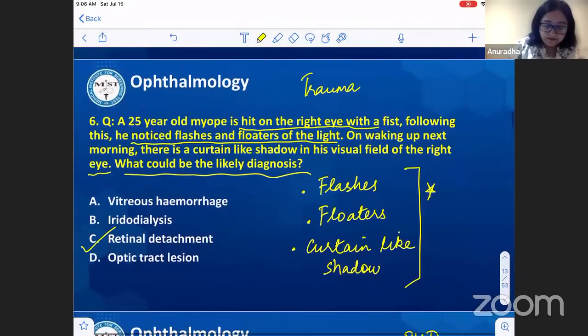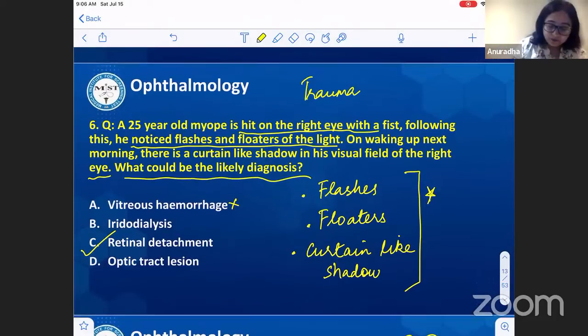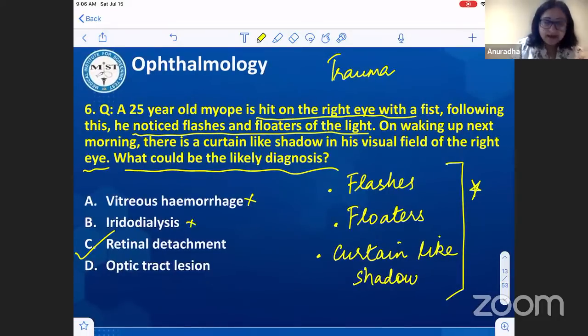Now coming to the next choices here, beta, vitreous hemorrhage can occur due to trauma, but there will not be curtain-like shadow in these cases. There will be a complete decrease in the vision. Iridodialysis, what is iridodialysis? That is when the iris detaches from its insertion, that will not lead to flashes, floaters, or curtain-like shadow. Optic tract lesion is very unlikely if somebody is hit on the eye. It can be optic nerve, but of course not optic tract. So these are not the right choices. Right answer here is choice C. Right? Perfect.